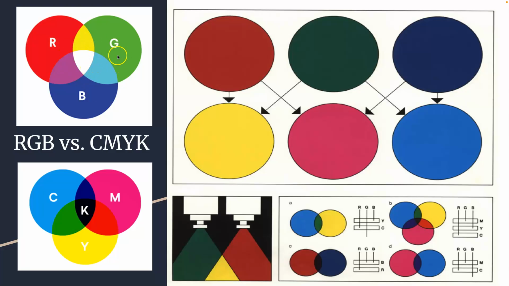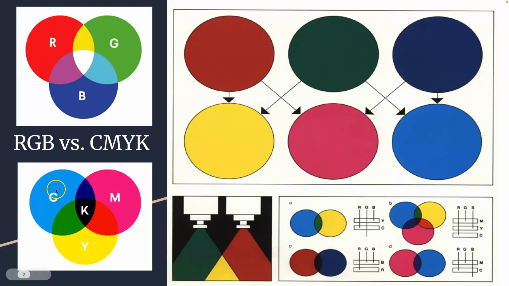Now, how do you print that? You can't print light, right? You can only project it. So to get a print, we actually have to use what are called the pigment primaries. And pigment primaries are subtractive, not additive. How do we know this? This is just in physics.